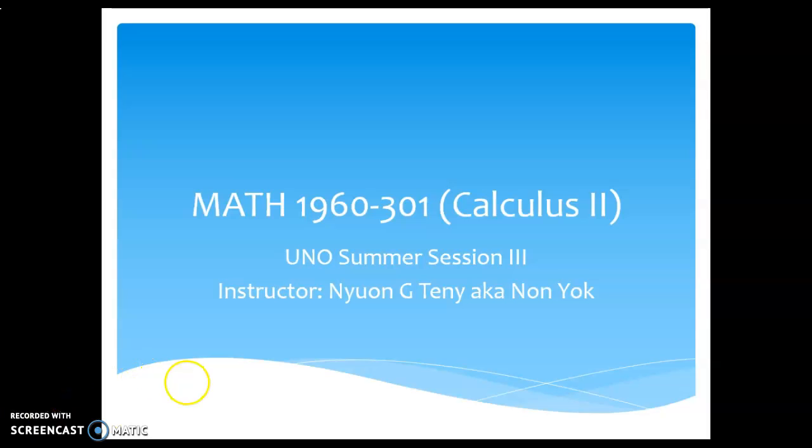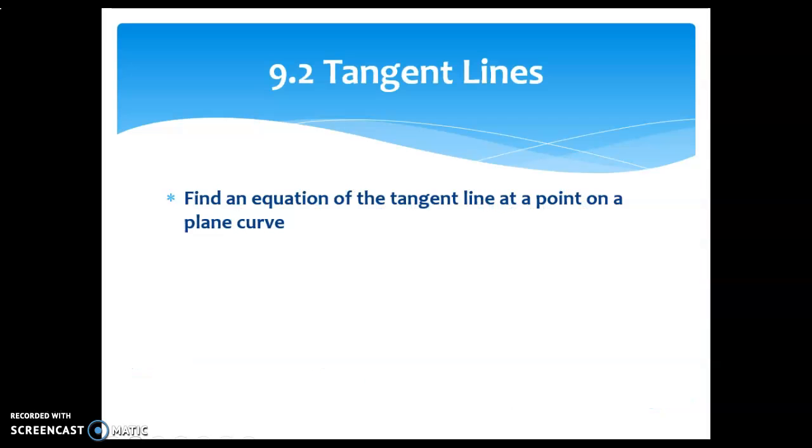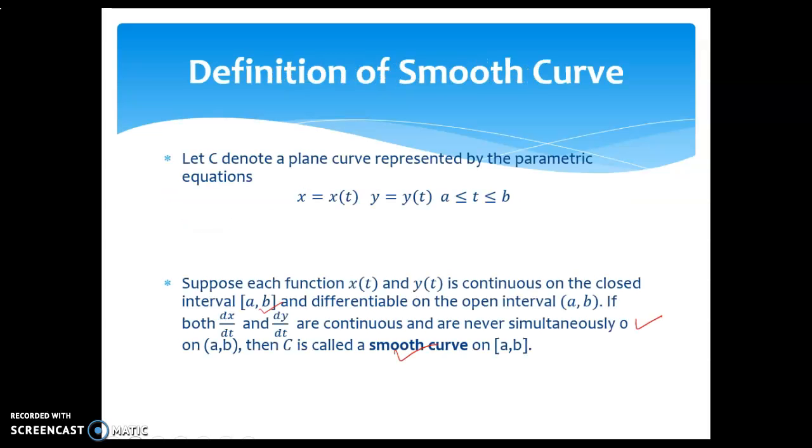In today's lecture, we're going to discuss the tangent line. We want to find an equation of the tangent line at a point on a curve. So we want to know what a smooth curve is. If dx over dt and dy over dt are continuous and are never simultaneously zero on interval a to b, then we call this curve a smooth curve.